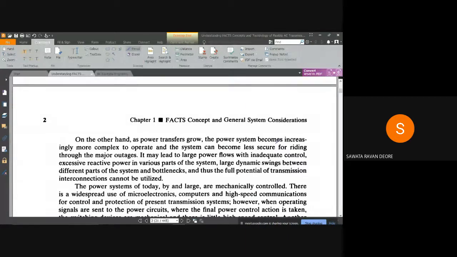Similarly, another problem is when many more transmission lines are interconnected to each other. Under that circumstance, what happens? When we plan the generation at different generating stations according to the generation schedule, and for that generation you do the load flow study, you will find that some lines in that network may get overloaded if we operate the system according to that economical generation schedule, and some lines may be very underloaded.